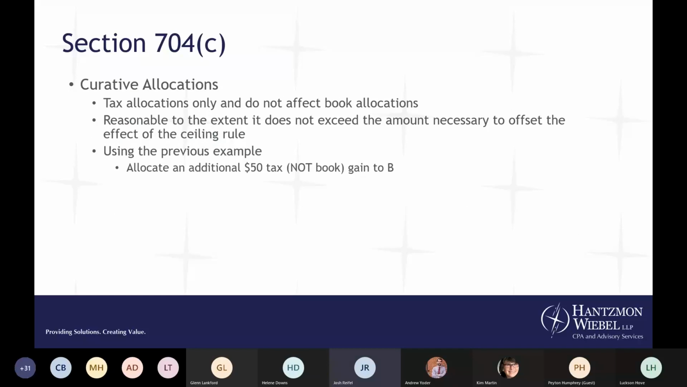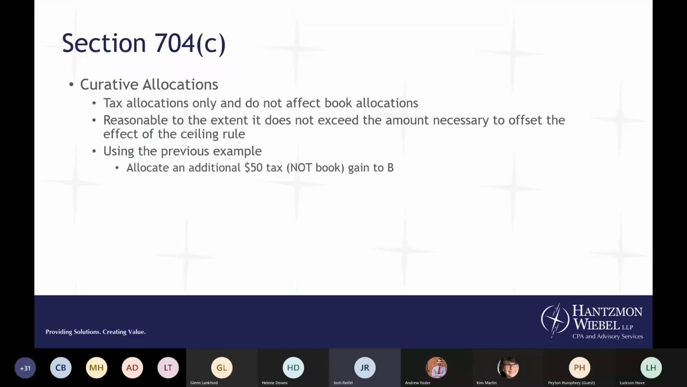So how to fix this? You can use curative allocations, and these are tax allocations only. So that's a key point, you don't do anything with the book allocations. That $50 book loss that's allocated 50-50, you don't touch that. But now you're going to have some tax allocations.